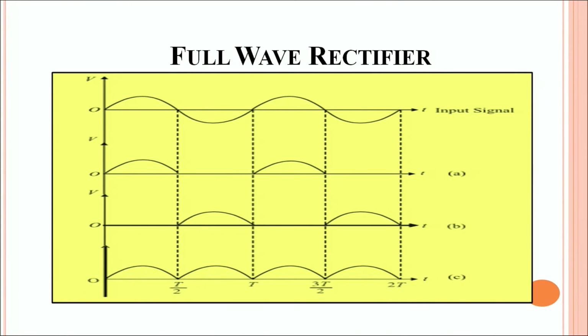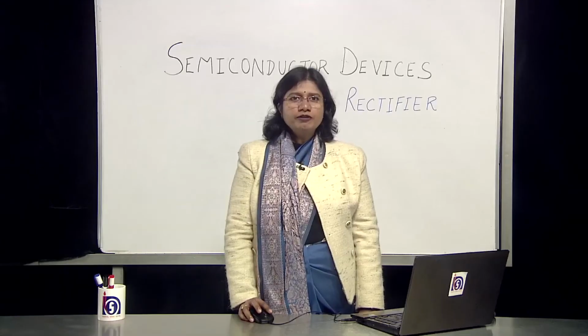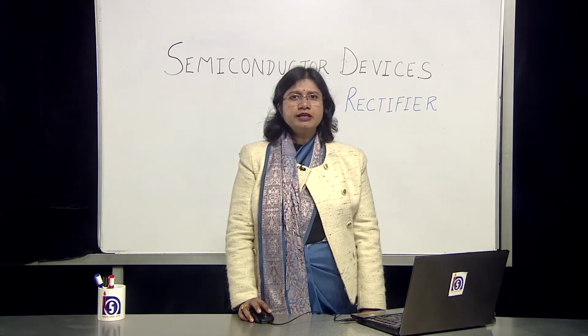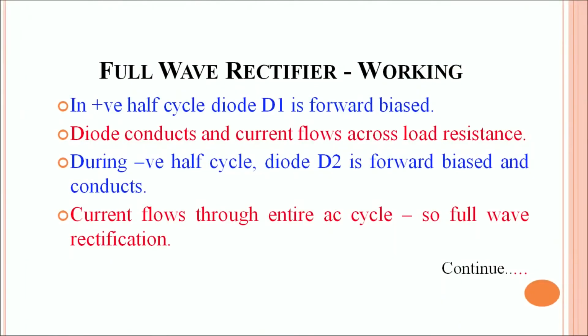Now, similarly, the process continues, and thus the final output is in the form of, for each positive cycle there is an output, and for each negative cycle again there is an output. So, what we realize is that the efficiency of the full wave rectifier is double the efficiency of the half wave rectifier, because over here the energy is not wasted and each time you get the output across the load resistance.